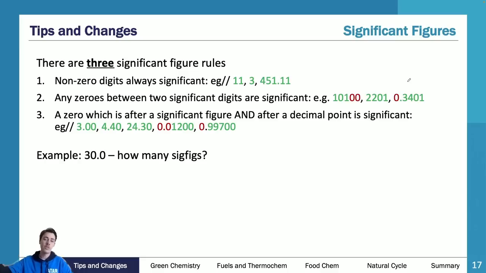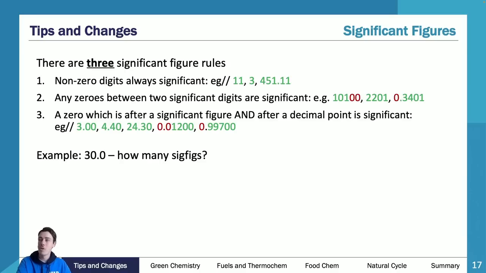So, how do they work? There's three major rules. All non-zero digits are significant. Any zeros between two significant digits are significant. So this zero here is, but these zeros at the end are not because there's no significant digit after. Same thing here, this one is significant, this one is, but this one is not.